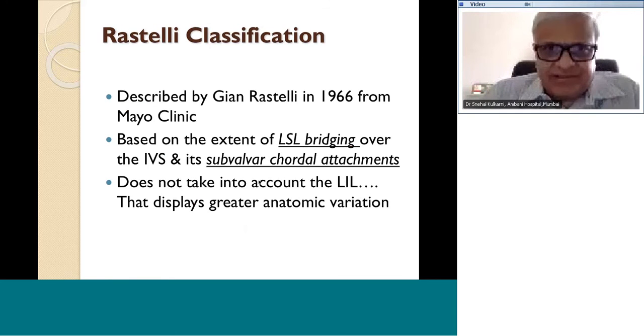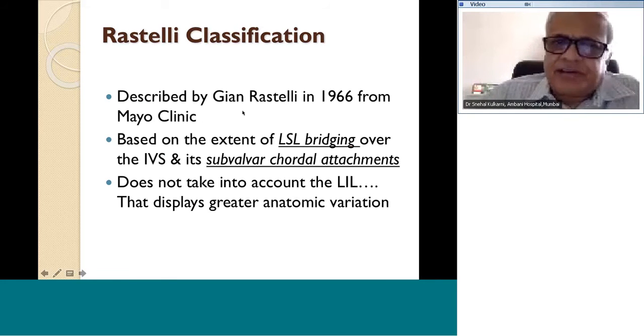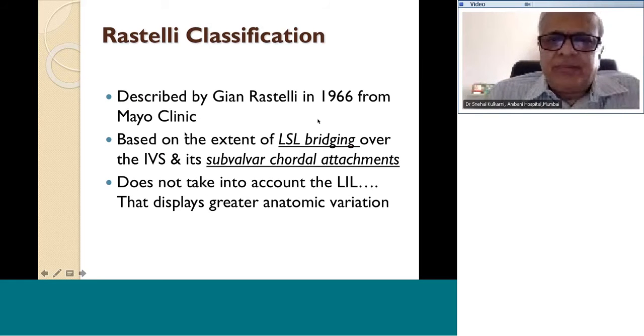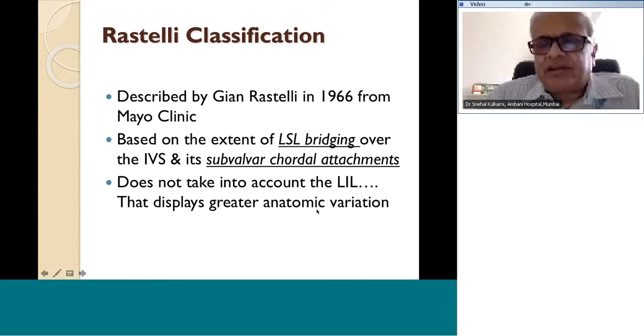Another important thing which has been done for AVSDs is the Rastelli classification. It was described by Gian Rastelli in '66 from the Mayo Clinic. And it's basically based on the extent of left superior leaflet bridging over the interventricular septum and its subvalvular chordal attachments. It does not take into account the inferior bridging leaflet, which displays greater anatomic variation.